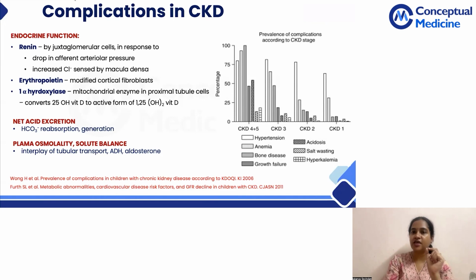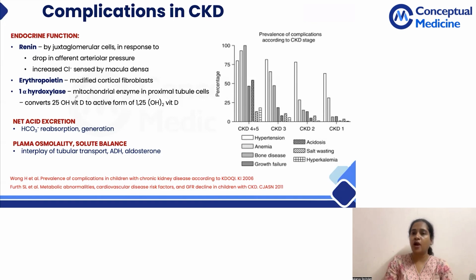So that is one of the endocrine functions. The other endocrine function, as we discussed, is erythropoietin. That is secreted by your modified cortical fibroblasts, which are present around your peritubular region. So erythropoietin is a hormone again secreted by your kidney.